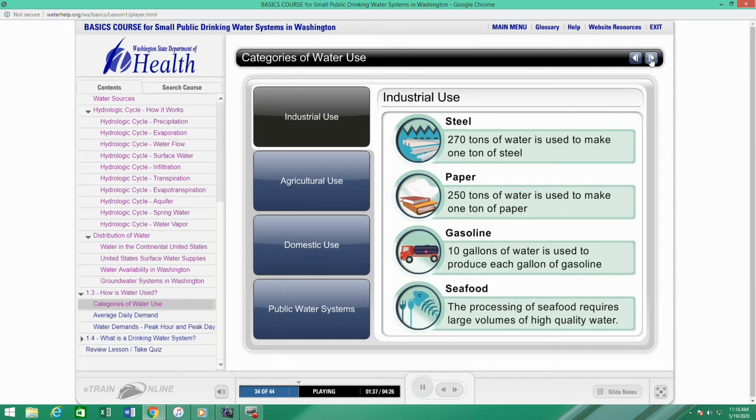Industrial use. Steel: 270 tons of water is used to make 1 ton of steel. Paper: 250 tons of water is used to make 1 ton of paper. Gasoline: 10 gallons of water is used to produce each gallon of gasoline. And seafood: the processing of seafood requires large volumes of high-quality water.